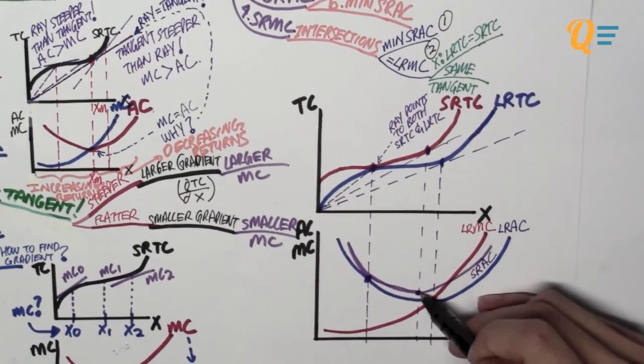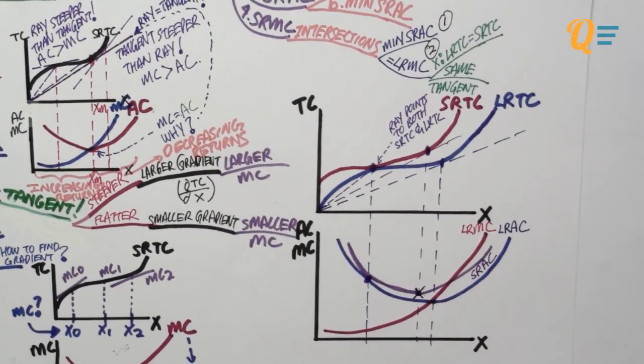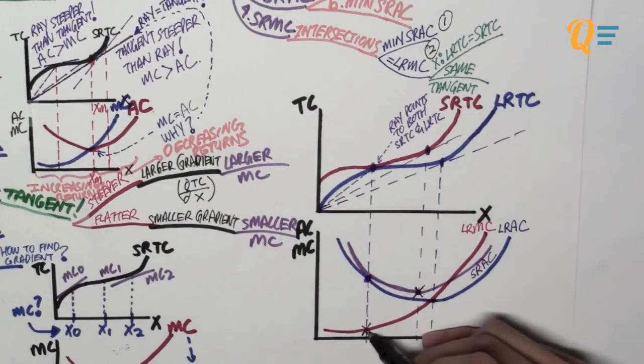So the first intersection is of course over here. That is the minimum short run average cost curve. That's the basics. And next we have to find out where the long run marginal cost meets the short run marginal cost. And that point is going to be over here.